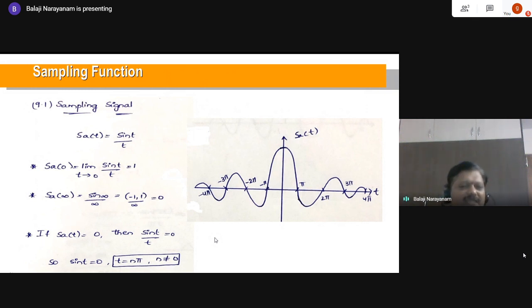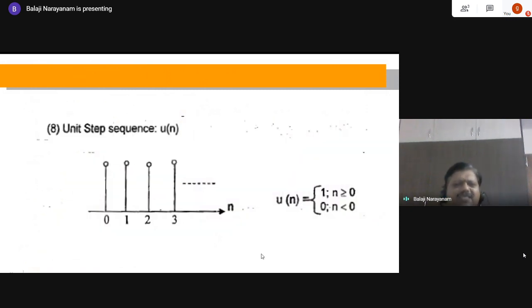And SA of infinity is sin infinity by infinity, and the value of this lies between the lowest and highest values of the sine function. You may see that it is -1 and +1, and then divided by infinity. Anyway, it is going to result in a 0 value. And similarly, you are going to have t equal to n pi. This we have discussed. And now the unit step sequence for the case of a discrete signal is given here.